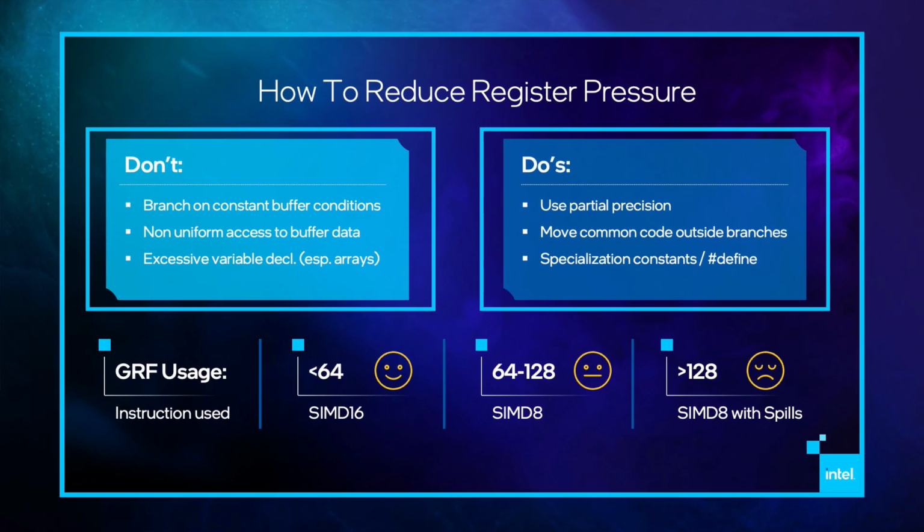The rule of thumb for register usage per thread is: 64 registers and below result in wider SIMD lengths, 64 to 128 result in SIMD 8, and lastly, going over 128 registers per thread can result in SIMD 8 with fills and spills into L3 cache or memory. This is the situation we want to avoid for performance.